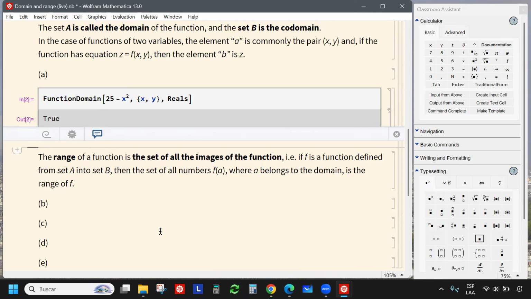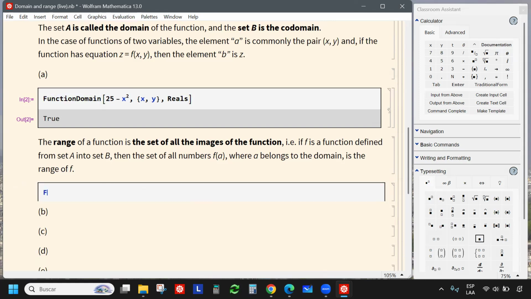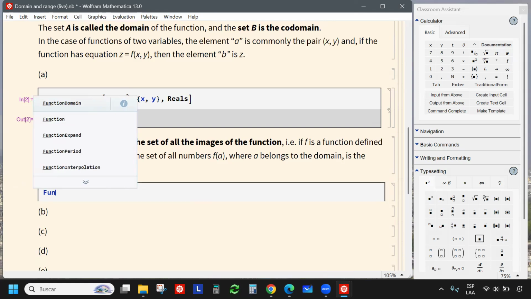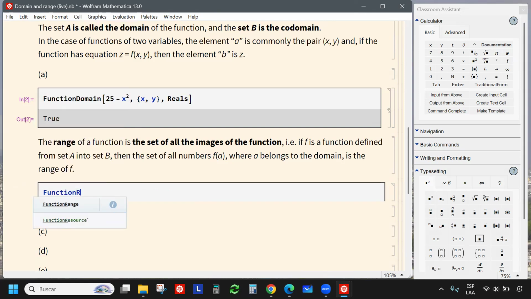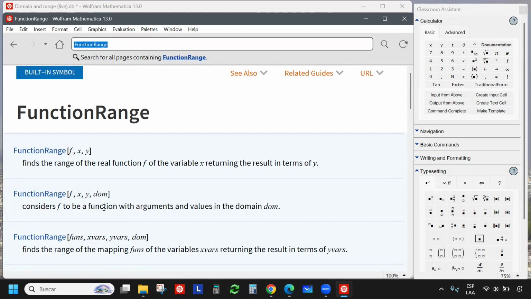Well, as the domain of f was found with FunctionDomain, we would expect FunctionRange to be the command for the range of a function. Let's start by typing it then. FunctionRange, here it is. If we go to the information icon and click there, we consider the definition that is most appropriate for us. The one that says that FunctionRange finds the range of the mapping f of the variables x bars, returning the result in terms of y bars. This is the third definition because we are with a function of two variables or three variables.